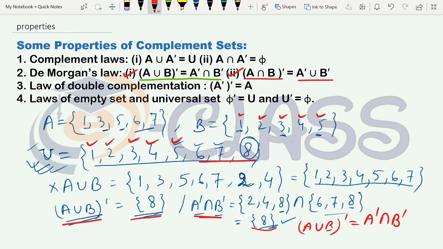You can take the same sets A and B and the same universal set, and just solve (A intersection B) whole complement and A complement union B complement. You get the same result, so these are two equal sets. So do it as homework.